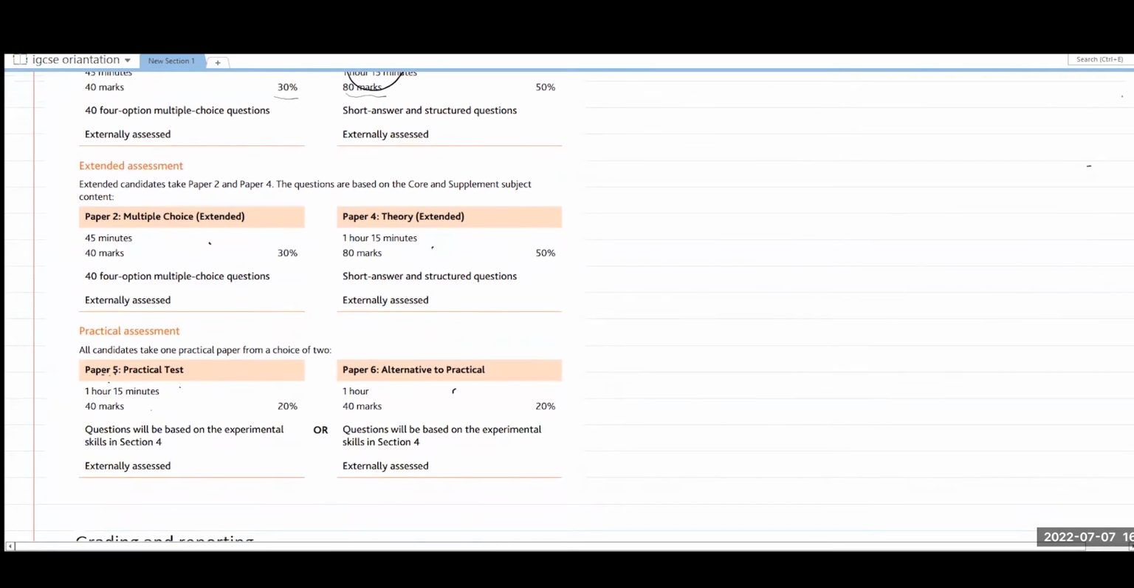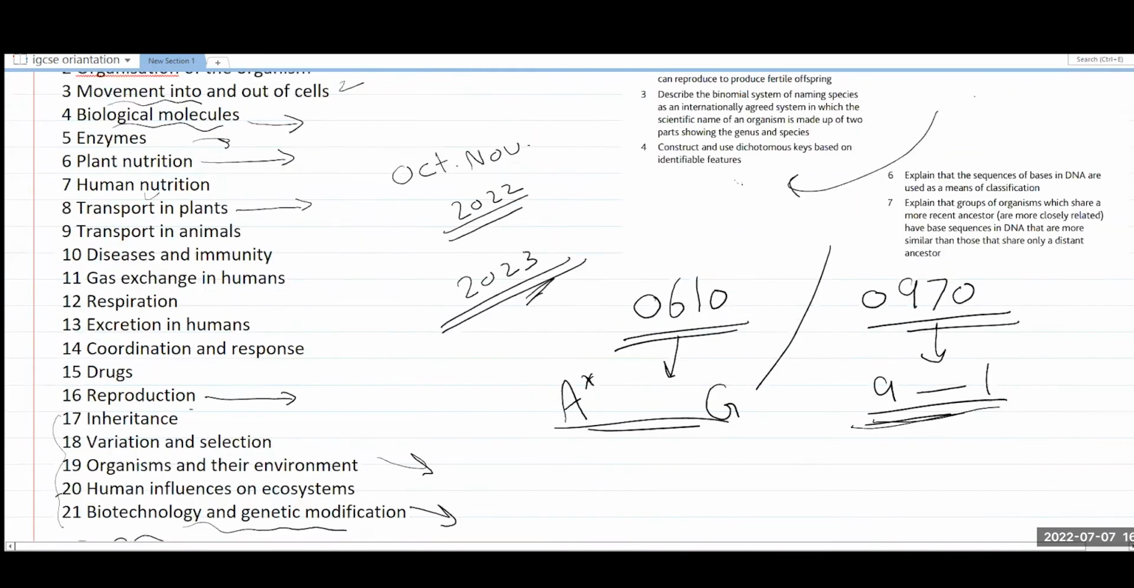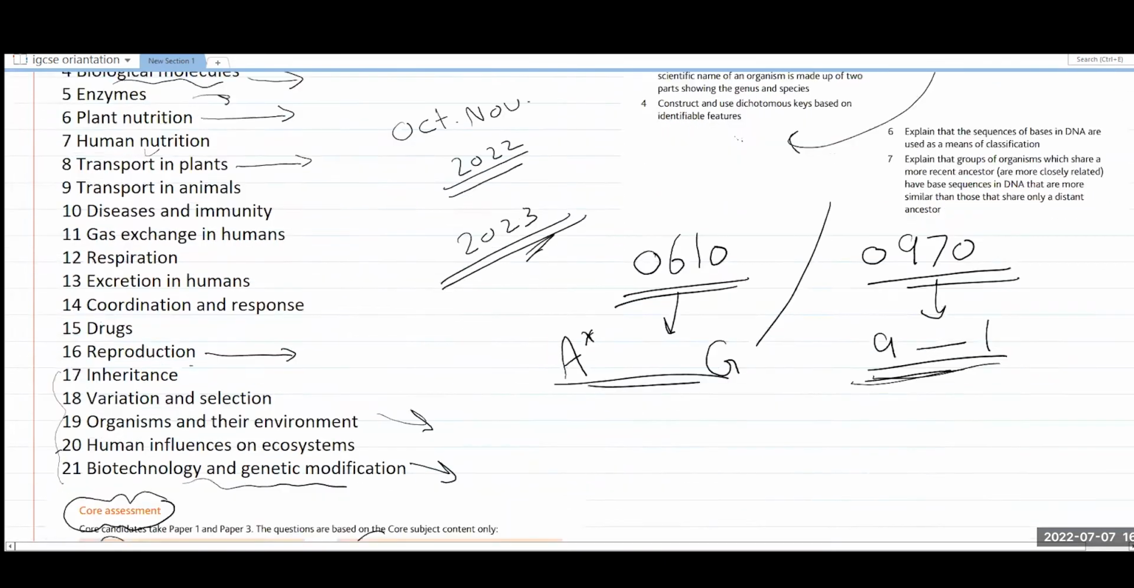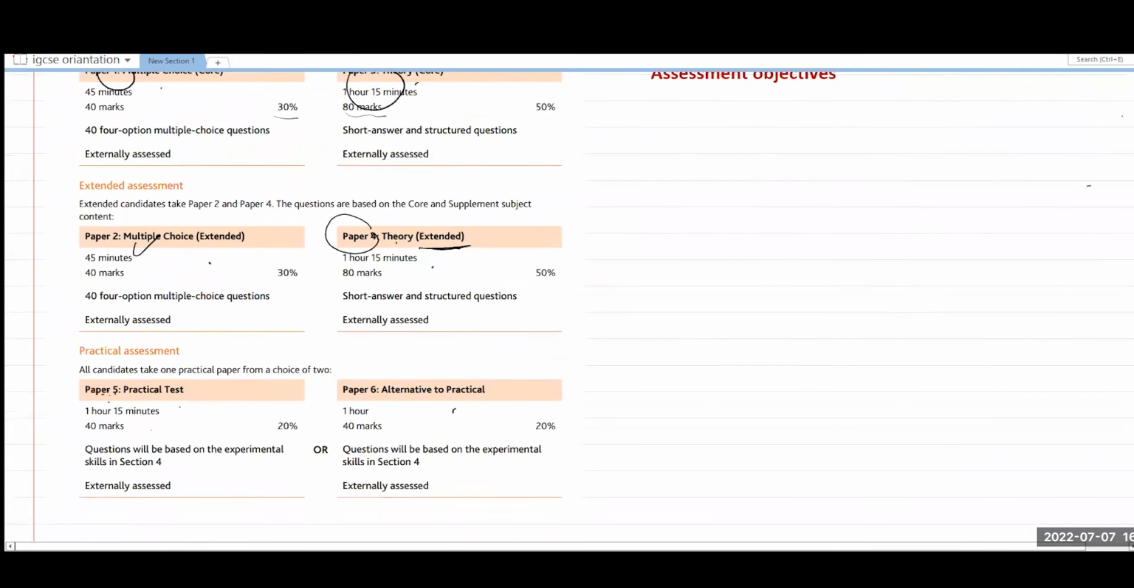assessment, paper 2, again MCQ or multiple choice questions, and paper 4, which is the theory related to the extended part. As a grade 10 student taking the IGCSE examination, I have to study both the core and the supplement, but I will only be assessed using paper 2, paper 4, and paper 5 or 6, right?